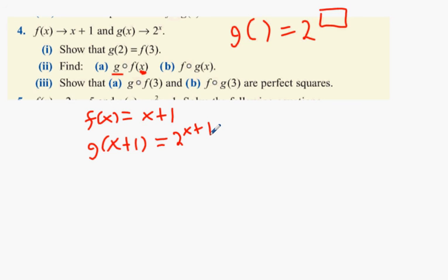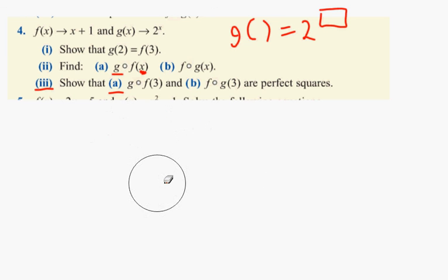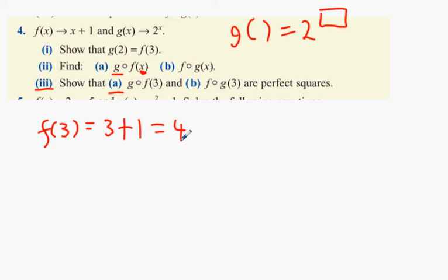Handy, isn't it? Okay, I'll skip on to part 3 then, okay? I'll just do 3a as opposed to 3b. Now, if you look at 3a, show that g after f of 3. How do you get f of 3, Ben? f of 3. Sorry? Yeah, 3 for x. So it's going to be 3 plus 1, which is 4. You found out that's 4.